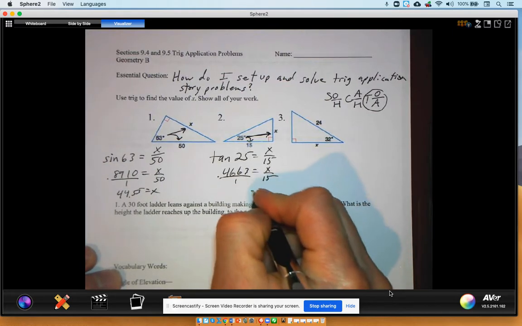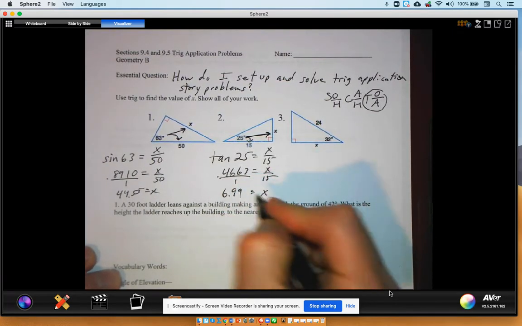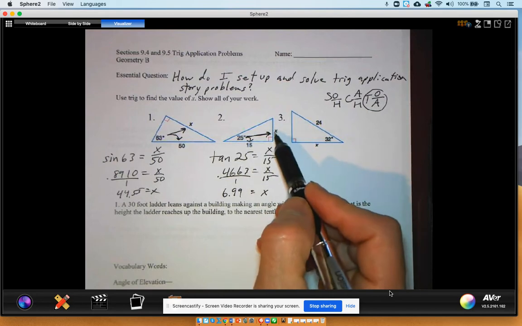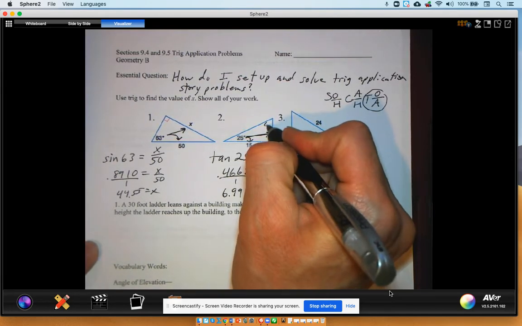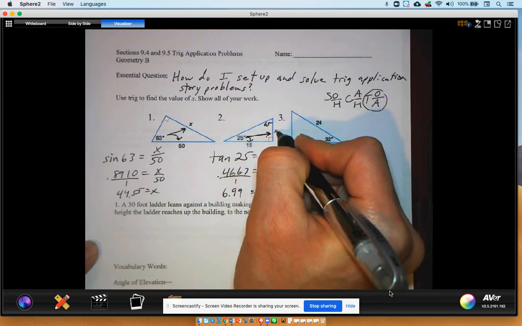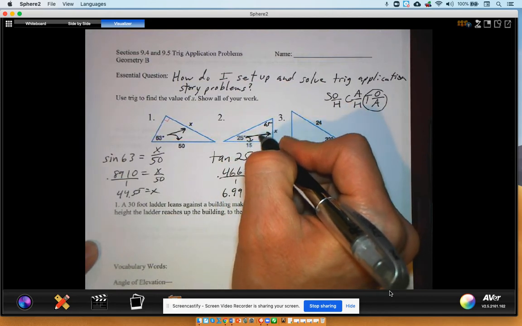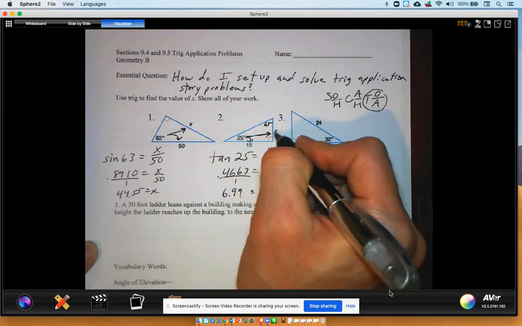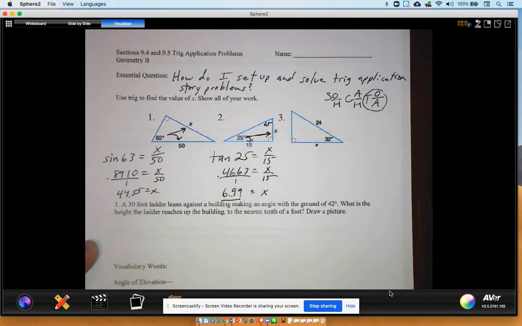So x equals 6.99. Let's see, would that make sense? Yeah, because this angle will be 65. The sum is 180. So 25 is a small angle, should be a small side. 65, larger, so it should be larger. So 15 should be larger than x, and indeed it is.